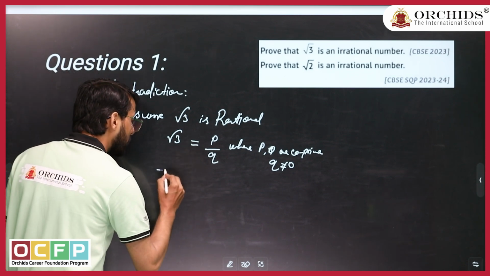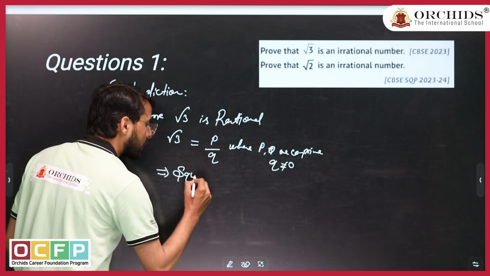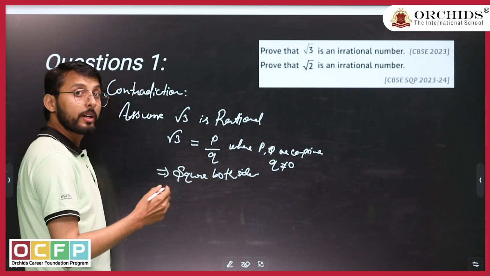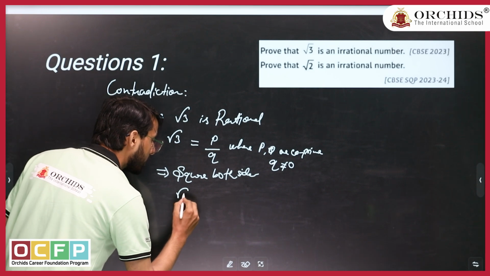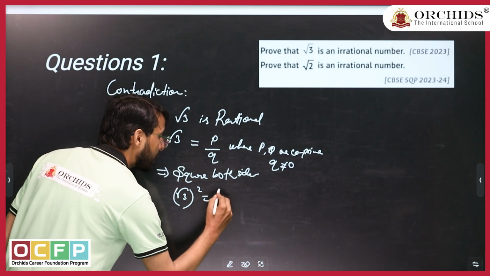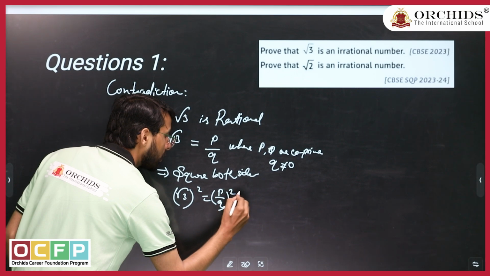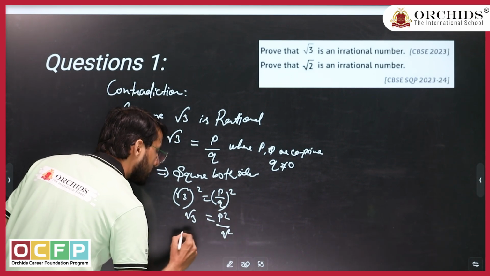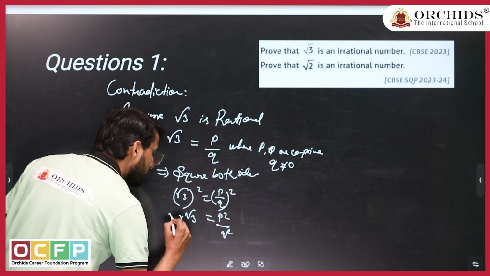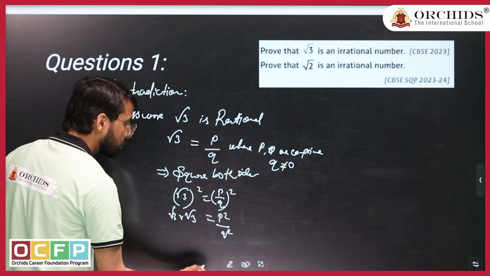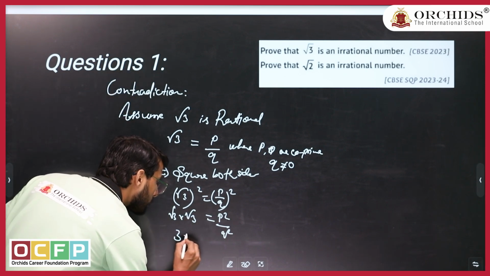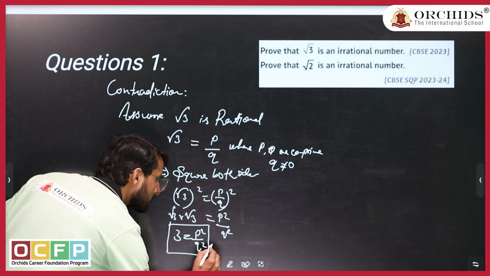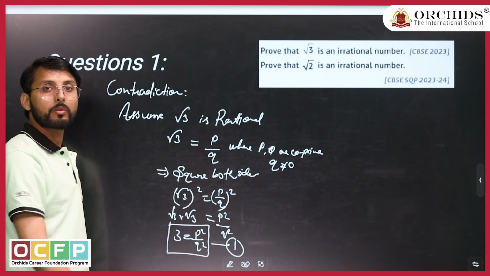Now, the next step is to square both sides. When I am squaring both sides, root 3 will result in root 3 square and p by q will result in p square by q square. So root 3 into root 3 will result in 3 equals to p square by q square. This is the first, make it equation 1.